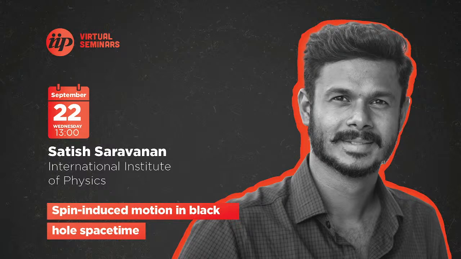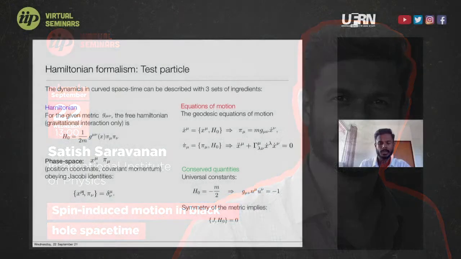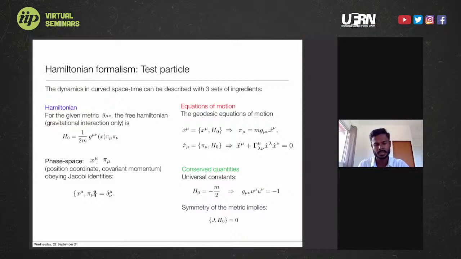Now, before we try to understand the spinning particles, let us recap the test particle in the Hamiltonian approach. In the Hamiltonian approach, we need three sets of ingredients. One is the phase space, which identifies the dynamical degrees of freedom, whereas in the case of test particles, it is only the position and the covariant momentum pi mu. The second one is the Poisson-Dirac brackets, which define the symplectic structure for these coordinates. And the third one is the Hamiltonian, which describes the evolution of the system. These are the three ingredients which describe the dynamics of test particles in curved spacetime.